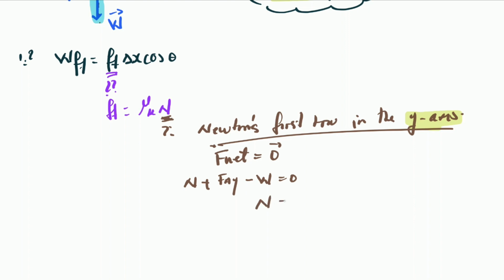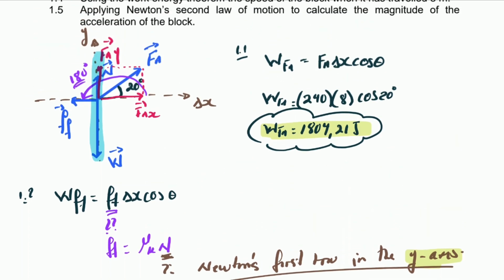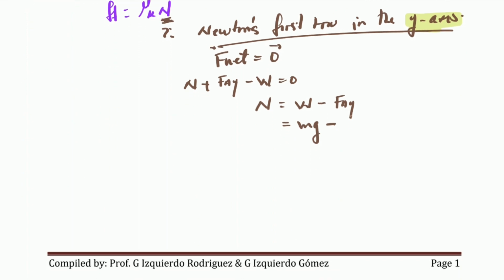So normal is equal to weight minus applied force in the y-axis. And if you substitute all here, which we are going to do because the purpose is not Newton's law, it is m multiplied by g minus the applied force in the y-axis, which is the opposite side to the angle, as you can see there. So it's going to be equal to applied force multiplied by sin theta.